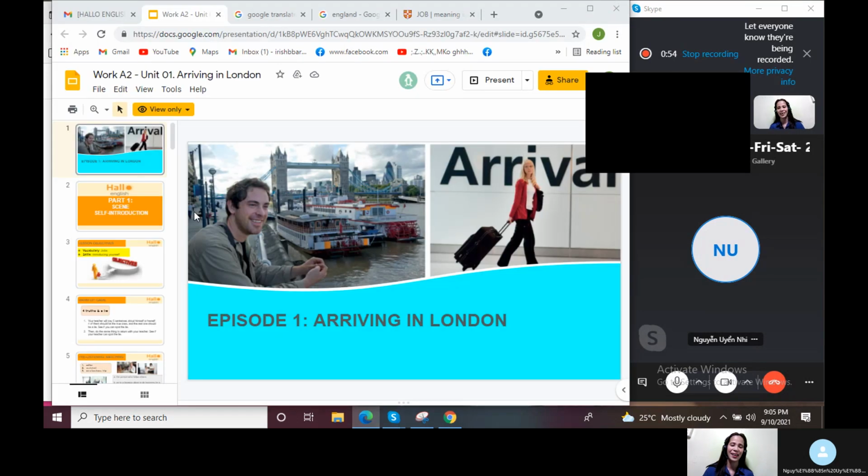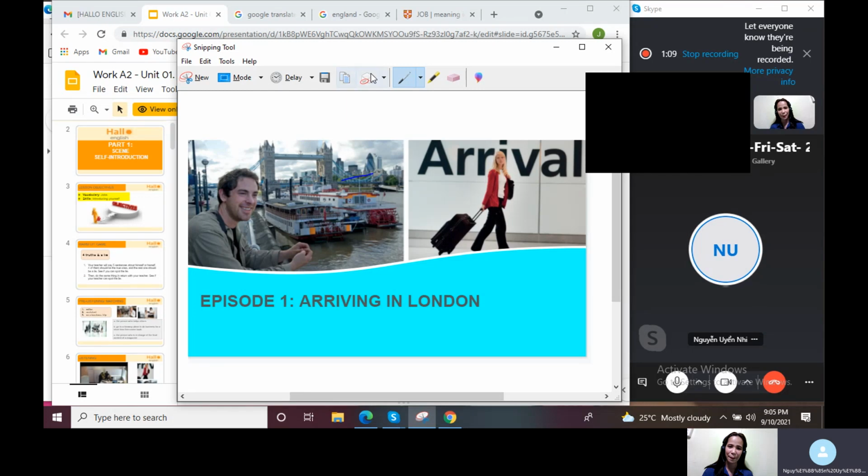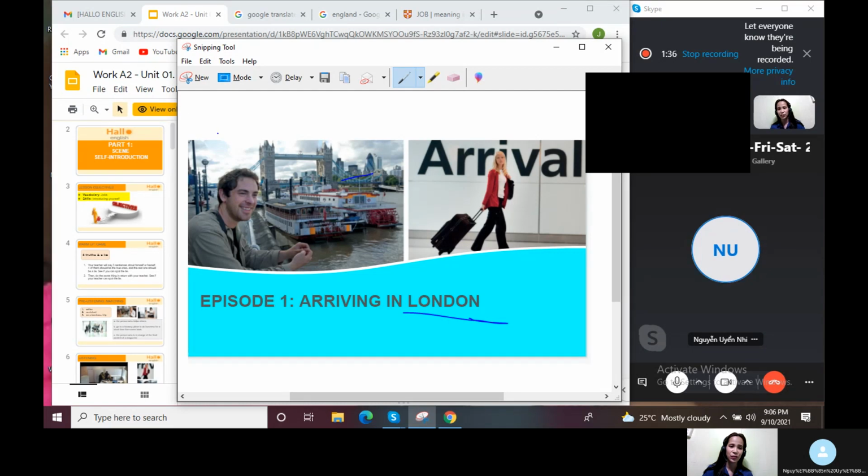Okay, our lesson for this evening, Rose, is all about arriving in London. Can you see that, Rose? Yes. Okay, so arriving in London. Do you know where London is located? Do you know London, Rose? Yes, I know. London is located where? Yes, in England. Very good. So London is located in England, which is a part of the United Kingdom.